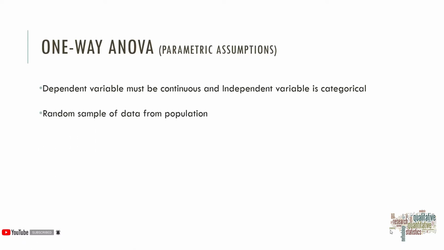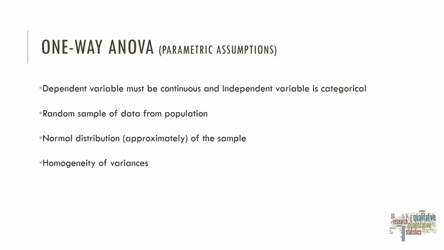We need a random sample from the data population and we need a normal distribution. Also, we expect to have homogeneity of the variances and we expect not to have outliers in our sample.